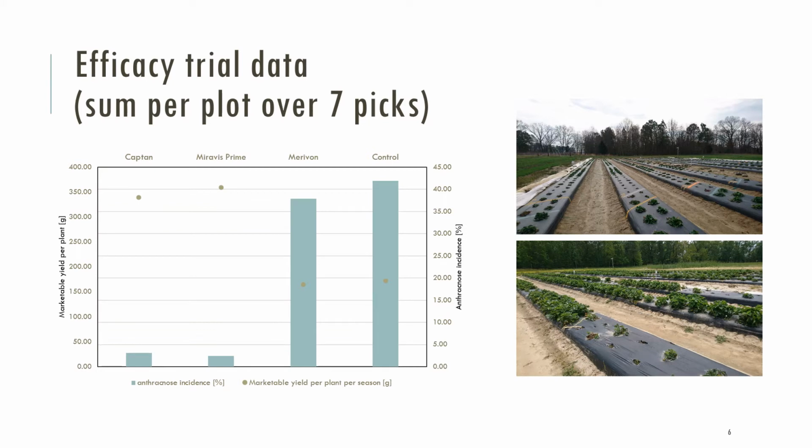Last year, we had a fungicide efficacy trial to evaluate certain fungicides for efficacy control, including Captan, Miravis Prime, and Merivon. Now, both Captan and Miravis Prime were found to be very effective for anthracnose, with less than 5% disease incidence occurred in those plots. However, Merivon, which was frequently used for anthracnose management, had almost low efficacy compared to the control.